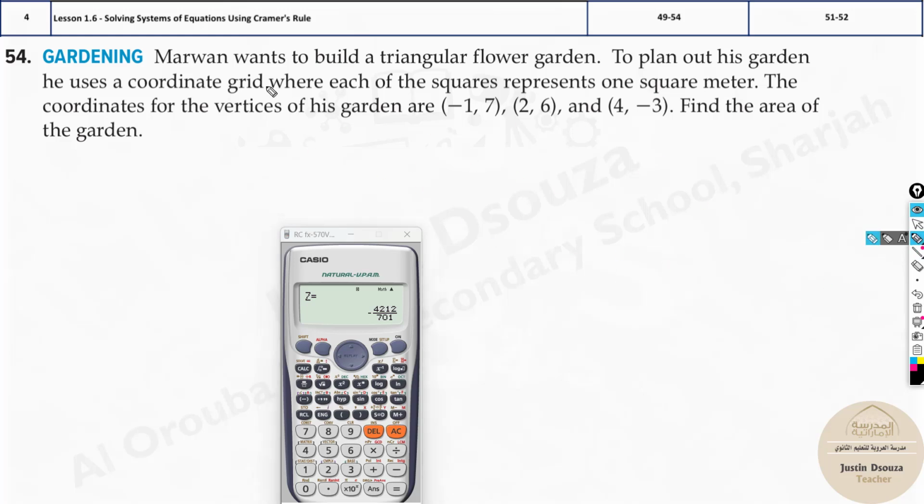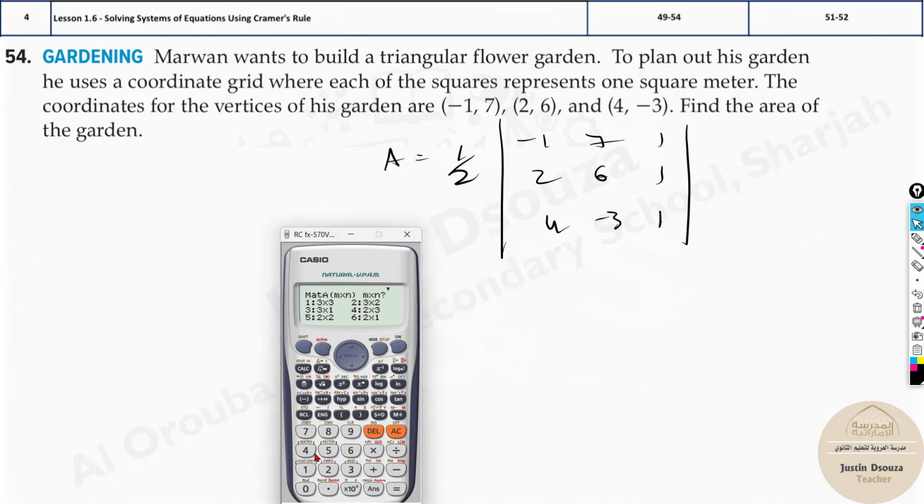And here again, we have to find the area. Marwan wants to build a triangular flower garden. To find the area, the coordinates are given. The formula is very simple. Area is half determinant of minus 1, 7, 1, 2, 6, 1, 4, minus 3, 1. Now here you need to again go to mode 6, type in this as the matrix 1. Now I'll choose 3 cross 3, that's option 1. Type the values of this matrix. Whatever values are over here, you just have to type it out. Minus 1, 7, 1, 2, 6, 1, 4, minus 3, and lastly we have 1.